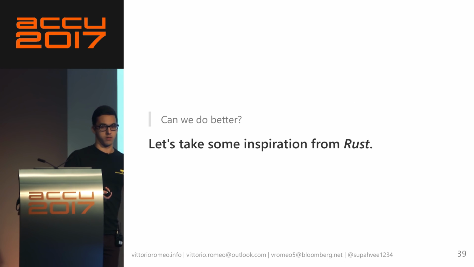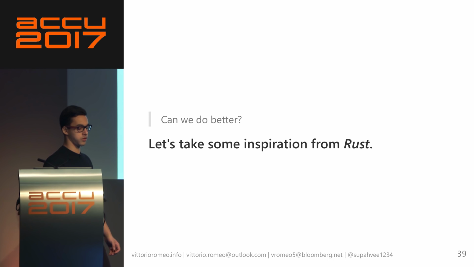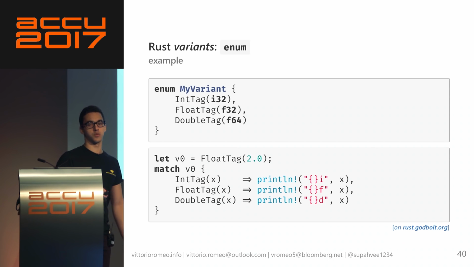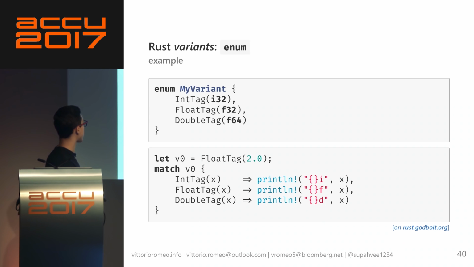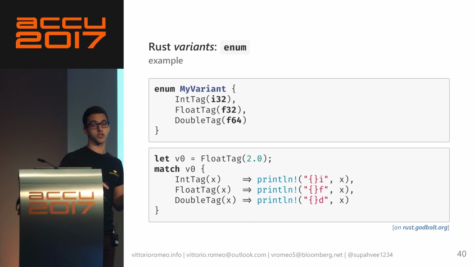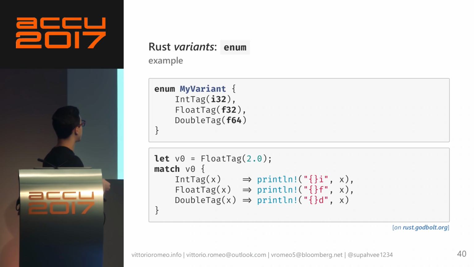So can we do better? I'd like to take some inspiration from Rust, which is a language I'm very optimistic about. And this is how Rust deals with variants. The first thing you need to notice is that variants in Rust are part of the language. Rust provides language-level variants and language-level pattern matching. This means that the enum keyword in Rust is not as limited as in C or C++, but also allows you to associate some state with the enum branches.